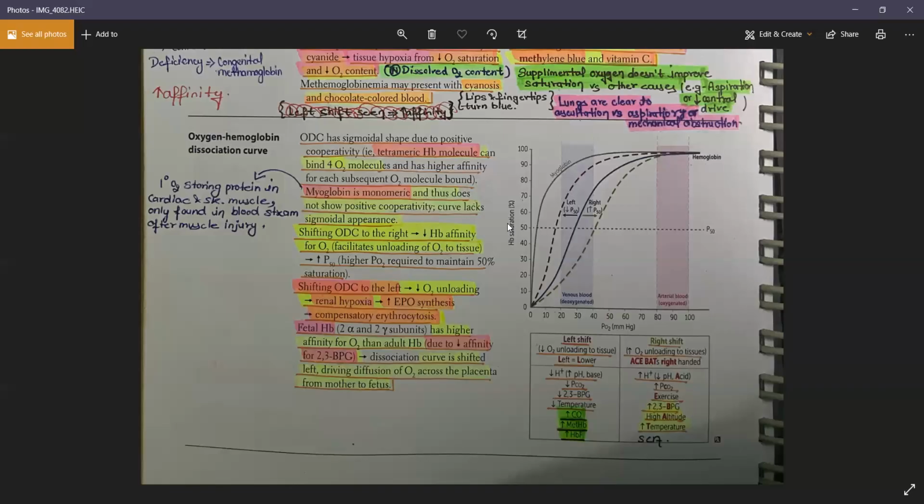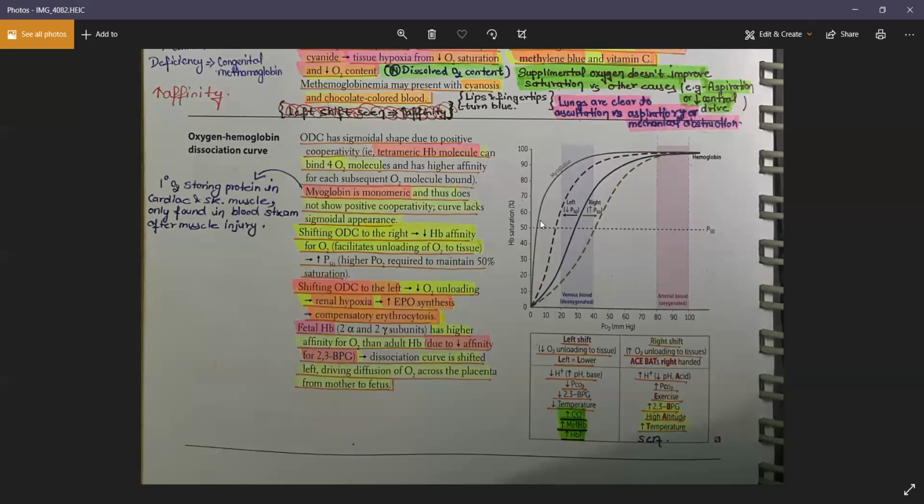Low. Exactly. So see, if you have a right shift, that means at a higher level of PO2, at a higher partial pressure, you're having the same saturation, versus with the left shift, at a lower partial pressure of oxygen, you're having the same saturation, right? So that means with the right shift, I get a low affinity. With the left shift, I get a high affinity. Is that okay?